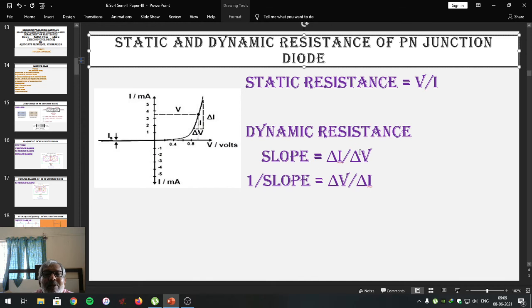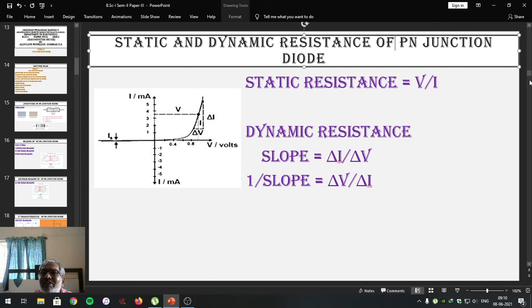Look here. Take the reciprocal of the slope, that is 1 upon slope, which becomes equal to delta V upon delta I. So this change in forward voltage upon change in forward current represents the dynamic resistance of the p-n junction diode. In dynamic, what is the term? Change in forward voltage upon change in forward current. This can be determined by drawing a tangent to the curve and finding its slope. Taking 1 upon slope, we get the dynamic resistance. This is how we can explain the static and dynamic resistance of the p-n junction diode.